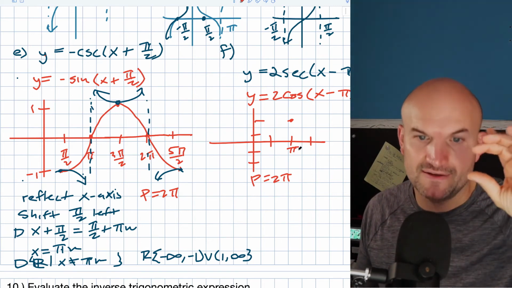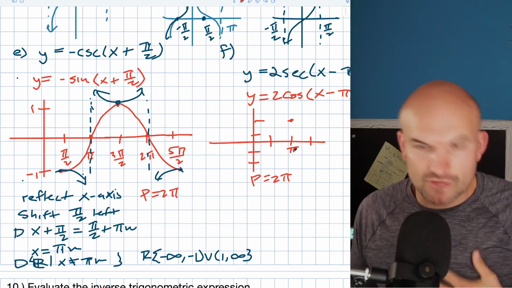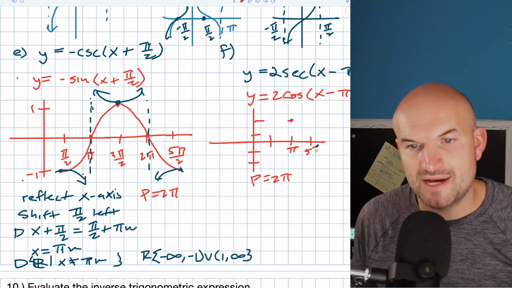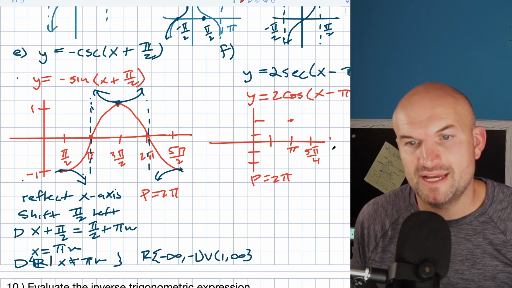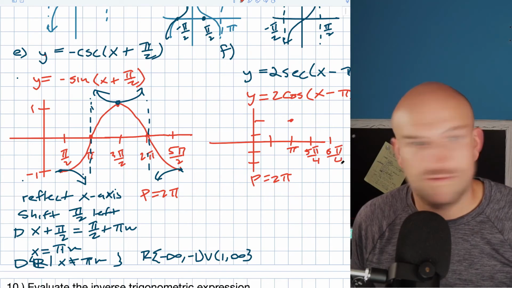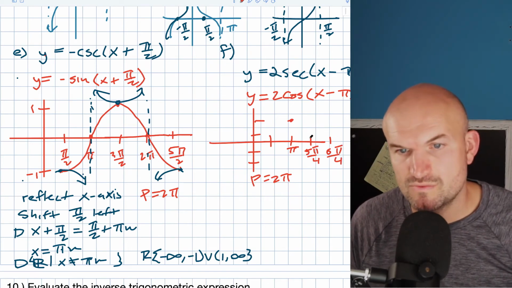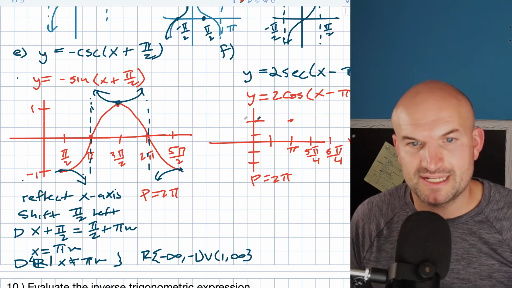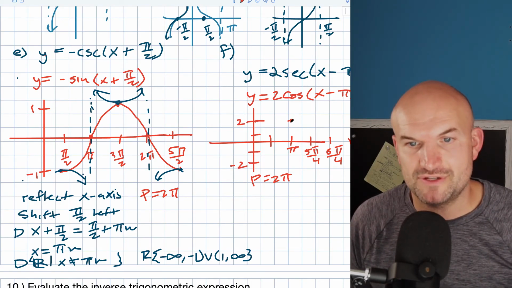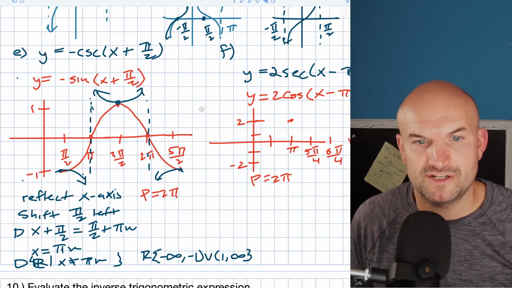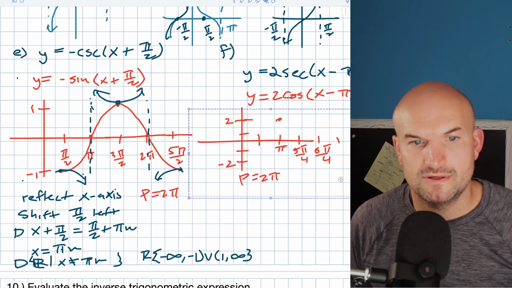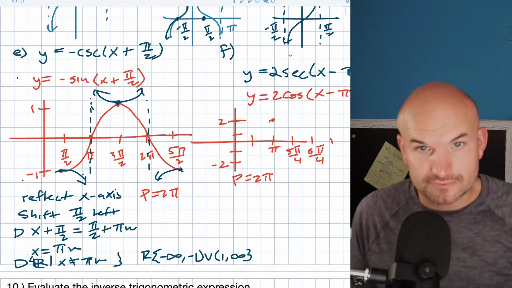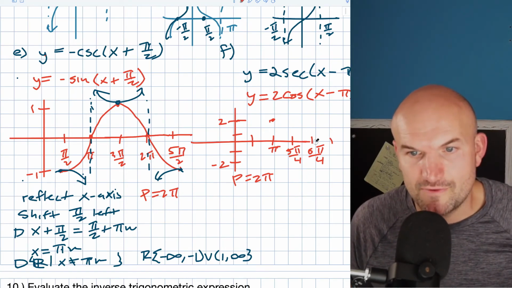So if this is a 4 pi over 4, then you could do a 5 pi over 4, then a 6 pi over 4. Running out of space. But the main important thing is it's going up to 2 and down to -2. Let me finish, I want to fit this in there.